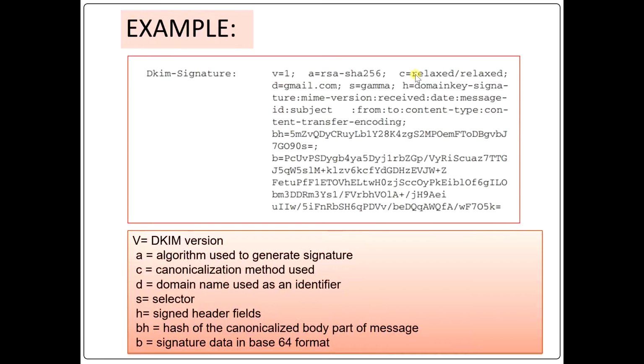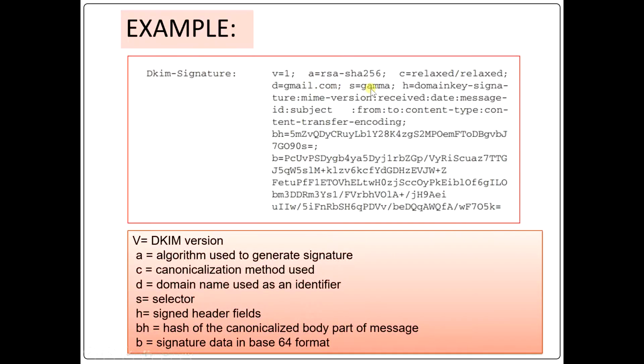Then you have d, which corresponds to a domain name used as an identifier to refer to the identifier of a responsible person or an organization. In DKIM, this identifier is called the signing domain identifier, in short SDID. As an example, this field indicates that the sender is using a Gmail address. As you can see, that is why you have d=gmail.com. So this means that it's using a Gmail address.